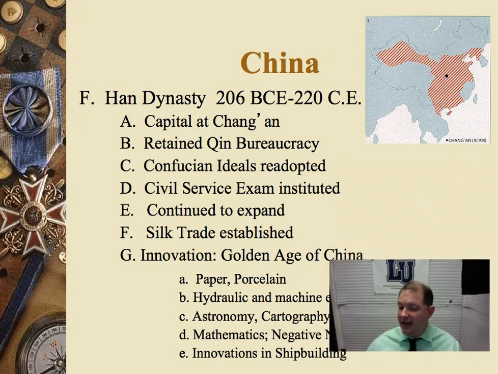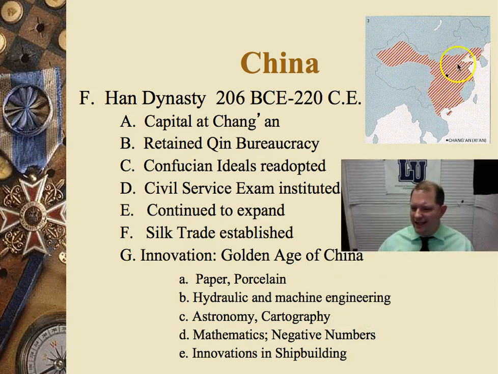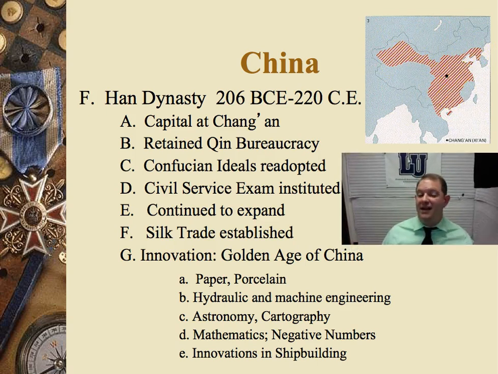Now, the Han Dynasty, as you can see here, is continuing that extension of imperial power farther and wider. It's one of the great dynasties of Chinese history. It lasted a little more than 400 years. Be careful here. We're moving from 206 BCE to 220 CE. So it's actually more than 400 years, 414 years.